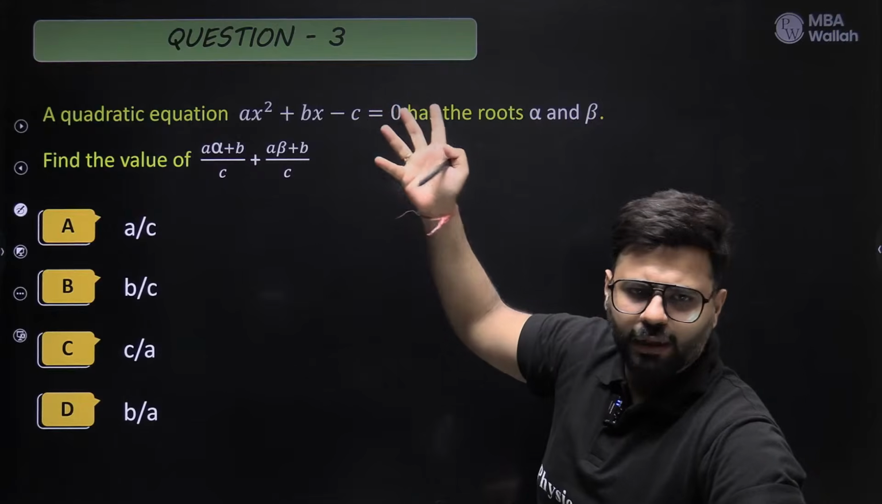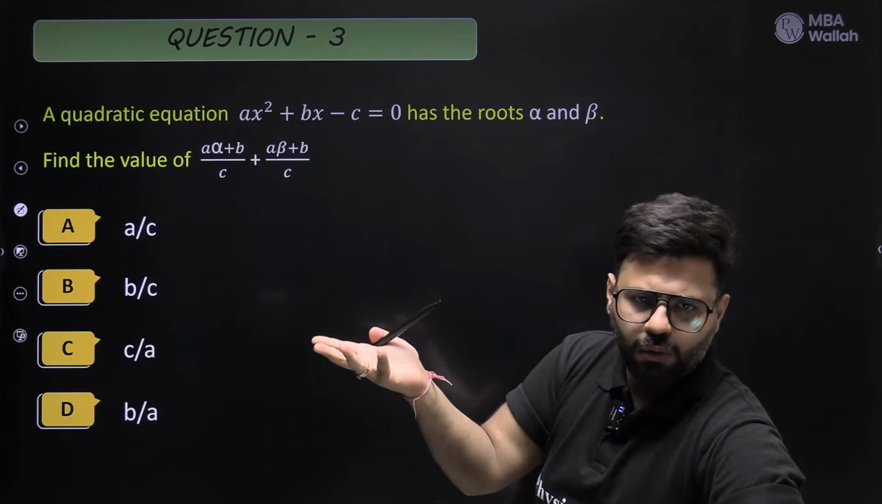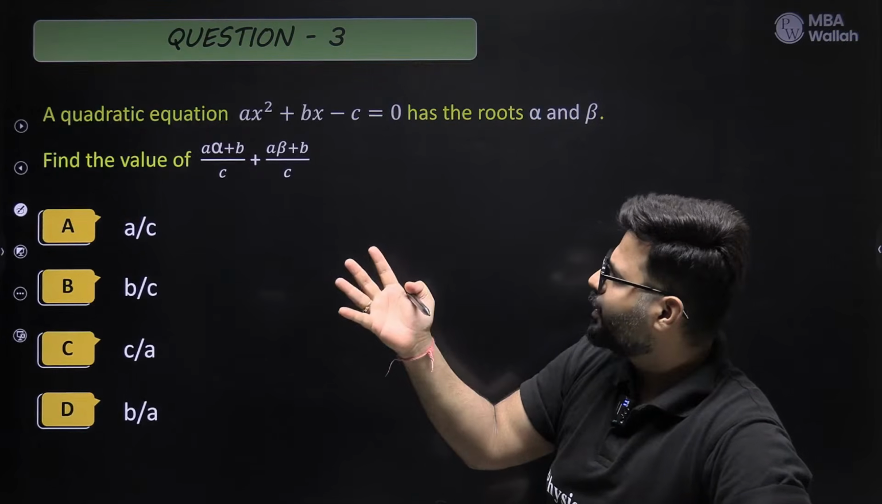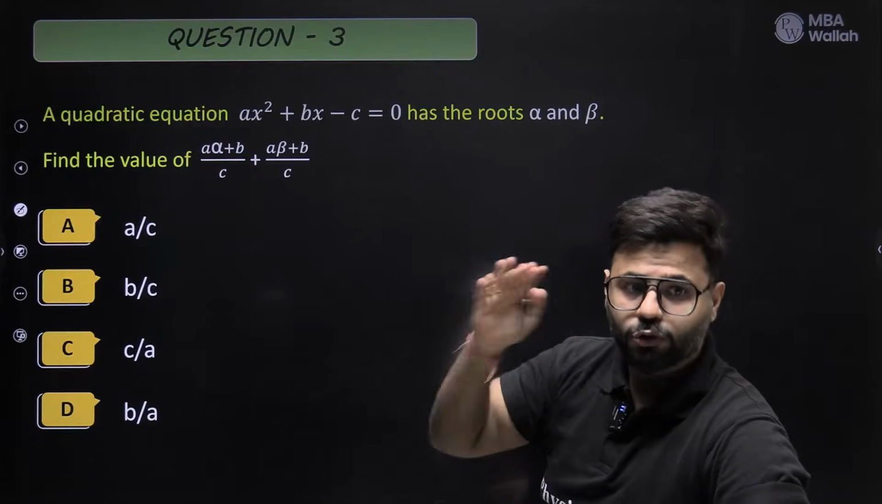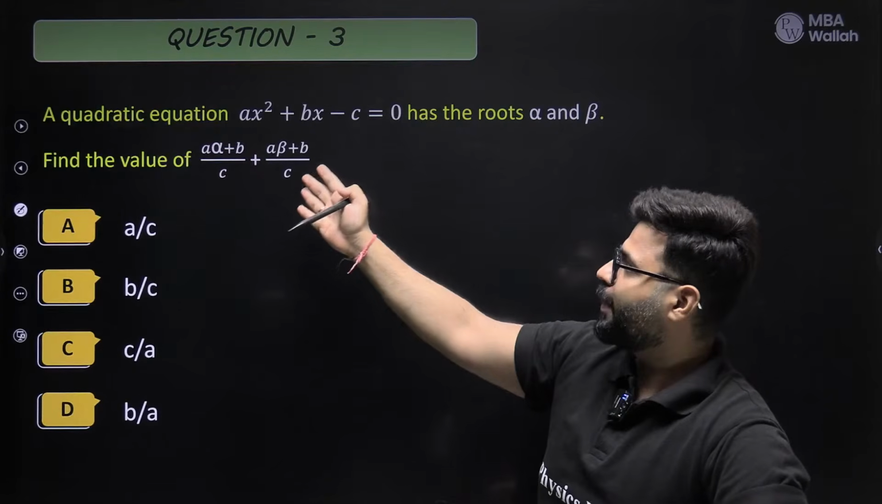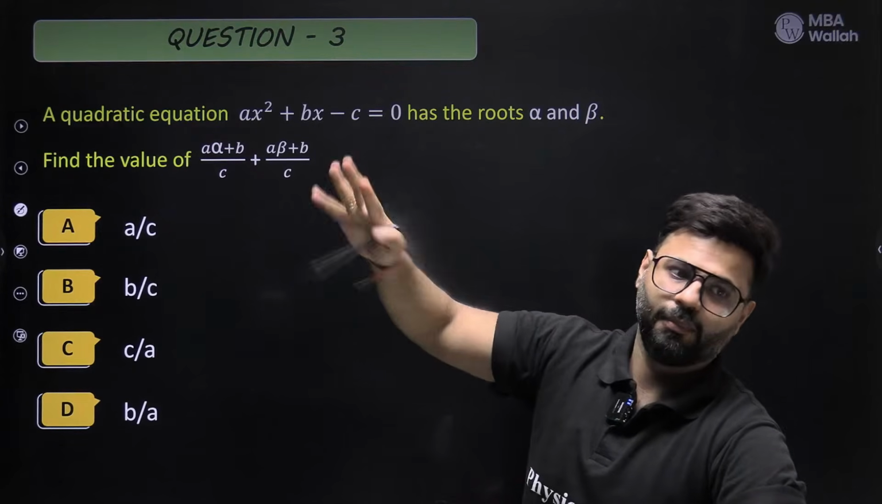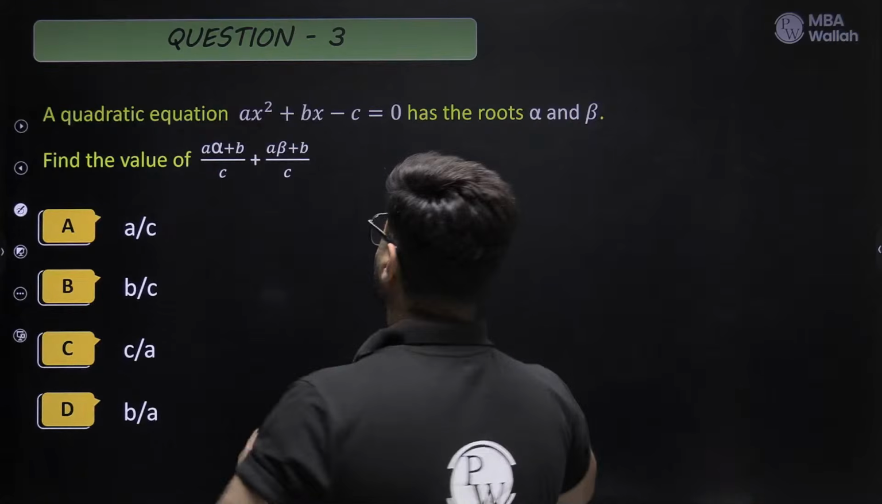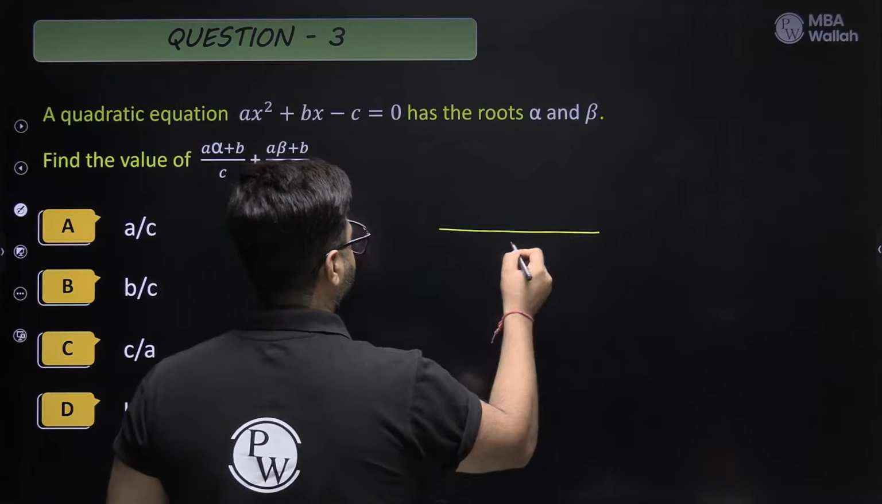So alpha and beta will vanish. That is my own goal. I want to vanish alpha and beta. There is no alpha beta in the options. Think from the perspective of the question first before randomly going ahead. So I like the idea this time. I said, okay, fine, let's take the LCM C.